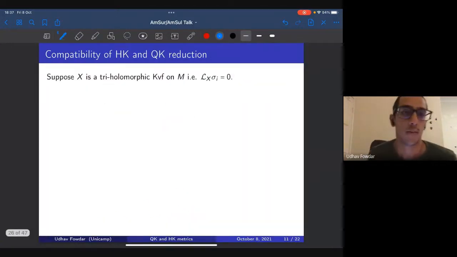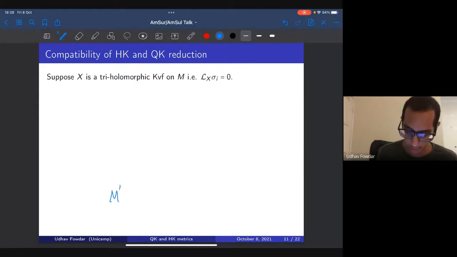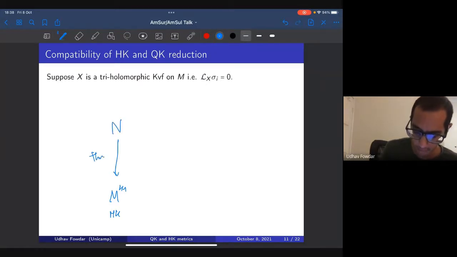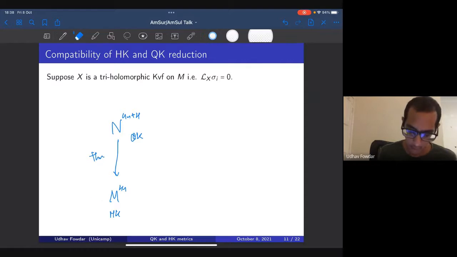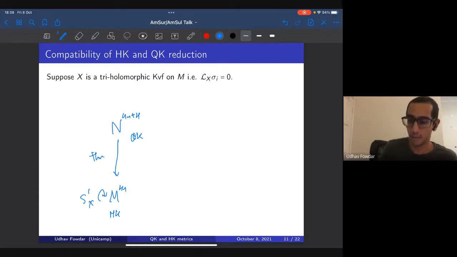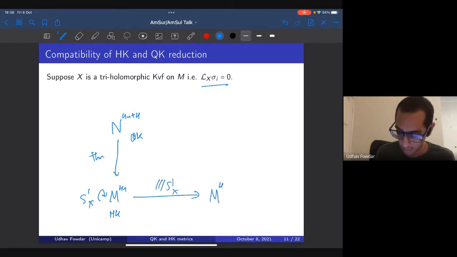Okay. So now I want to get into compatibility between the hyperKähler and Quaternion-Kähler reduction. So what do I mean by that? Now, you start with a hyperKähler manifold, M4, and using the theorem, you build a Quaternion-Kähler manifold out of that, of four dimensions higher. Okay, using the theorem. Now, let's suppose that on your hyperKähler manifold, you had some Killing vector fields. Let's say you had an S1 action generated by some vector field X, which was triholomorphic, so it preserved the hyperKähler triple on the hyperKähler manifold. Then you could just take the hyperKähler quotient of the space. And if you do that, you will get some manifold of four dimensions less, which is also hyperKähler.